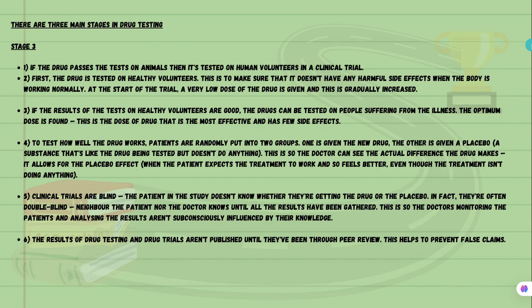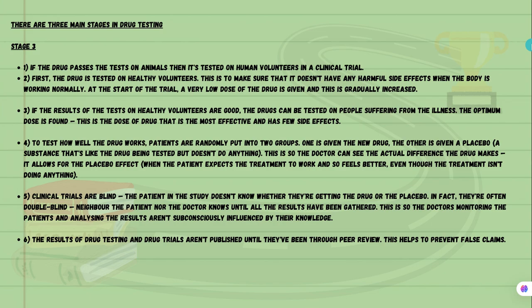Stage 3. If the drug passes the test on animals, then it's tested on human volunteers in a clinical trial. First, the drug is tested on healthy volunteers. This is to make sure that it doesn't have any harmful side effects when the body is working normally. At the start of the trial, a very low dose of the drug is given, and this is gradually increased. If the results of the tests on healthy volunteers are good, the drugs can be tested on people suffering from the illness. The optimum dose is found. This is the dose of drug that is the most effective and has few side effects.